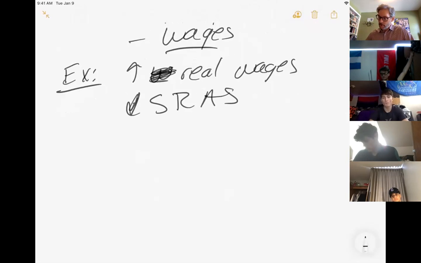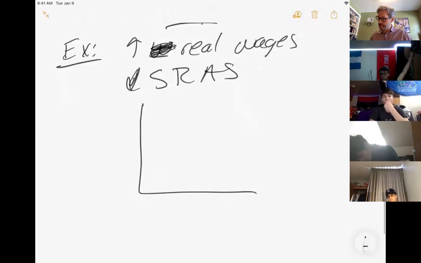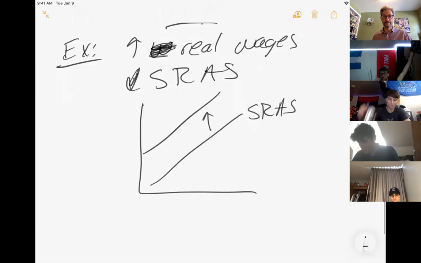Okay, so a big increase in real wages would reduce short-run aggregate supply. Which way does short-run aggregate supply shift? To the left, right, to the left. This is a reduction in short-run aggregate supply.